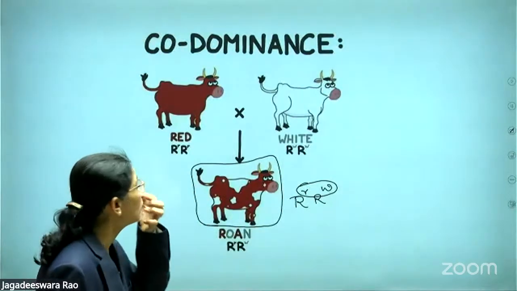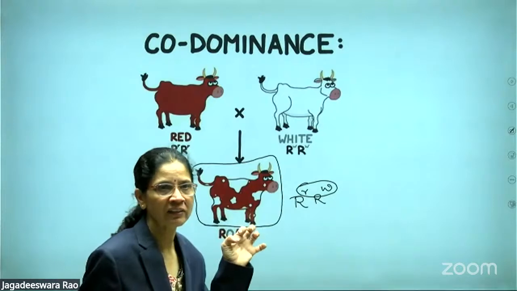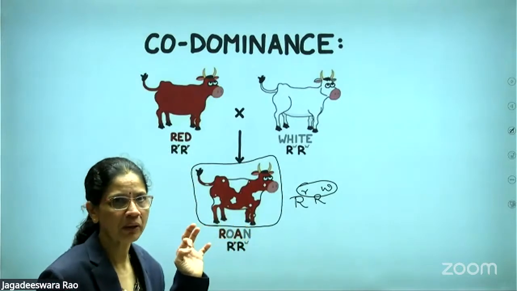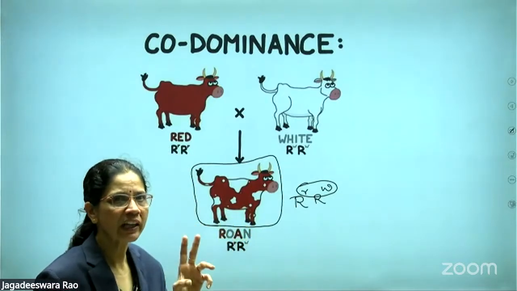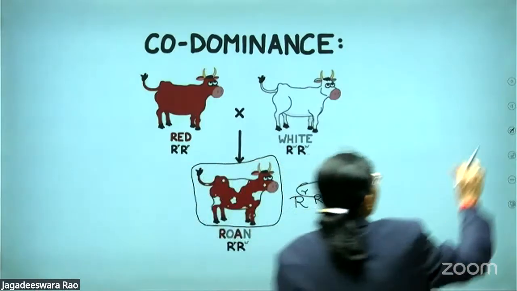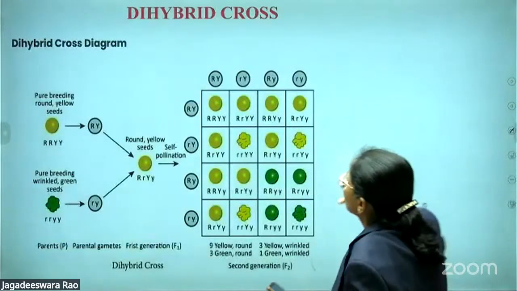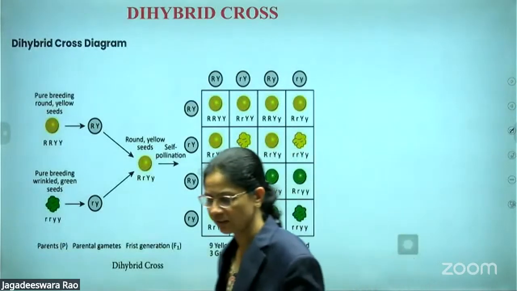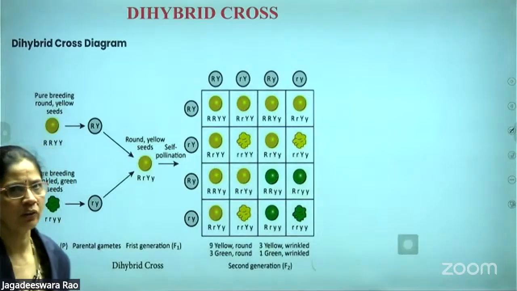This is also one more example for a codominance. There is no blending of color, you need to remember. In codominance, both the characters are expressed without blending. Yes. Now, next, we are moving on to the next concept, children, that is dihybrid cross.